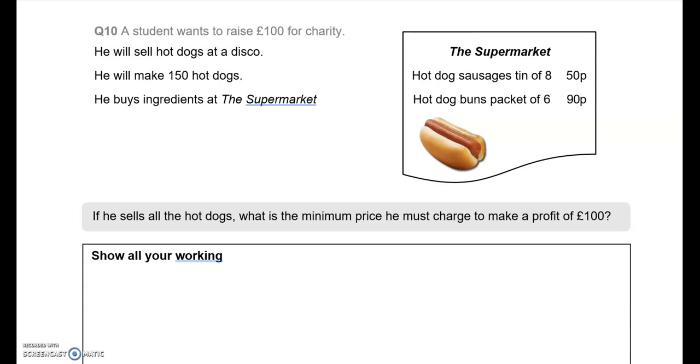Okay, so let's start with working out the price of making 150 hot dogs. So we've got the sausages, tin of 8. So how many do we need? How many tins? 150 divided by 8. 8 into 15 fits only once. So we've got 7 left. 8 into 70 fits 8 times, so that is 64.